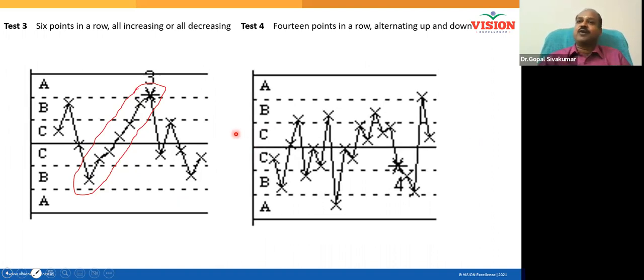Now 14 points in a row, alternating up and down. Alternating up and down, randomness required. But occasionally it should cross the warning limit. It should cross the 1 sigma limit. Instead of that, this is a cyclic pattern. When it is continuously alternating up and down, it is a cyclic pattern. So this can also be considered an abnormality.